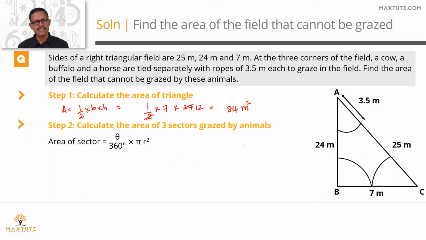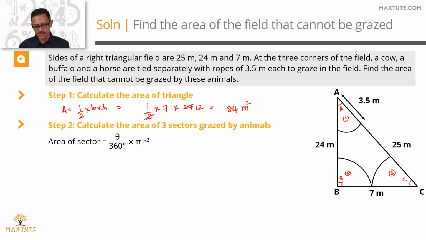Let's move on to step 2. We're going to find out the area of the 3 sectors: sector 1, sector 2, sector 3. Let's say the angle subtended by the sector at the center, which is A, is equal to A degrees. For B, it is 90 degrees, we'll call it B, and for C, it is C degrees. Area of any sector is given by theta by 360 into pi r square, where theta is the angle subtended by the sector at the center.